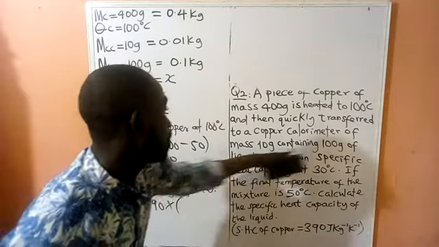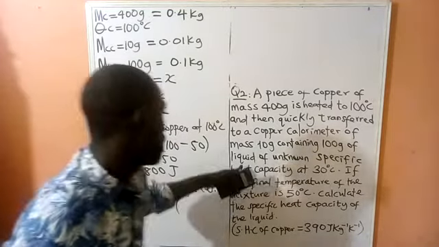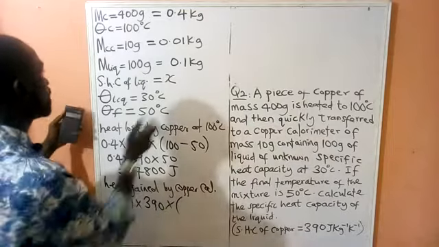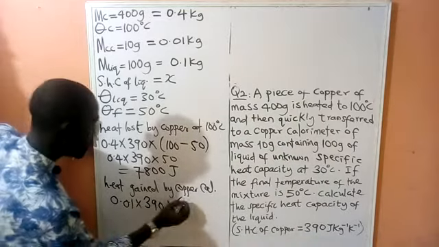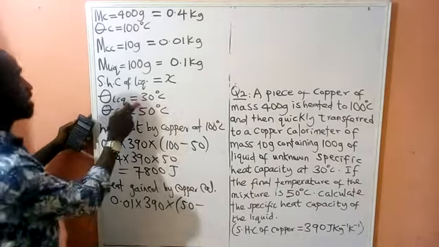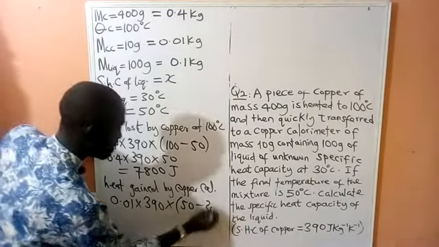10 gram containing. Okay, so we have this. Final temperature of the mixture, where is final? Okay, we have 50, okay, minus this liquid. So we have what now? 30. Are you with me?